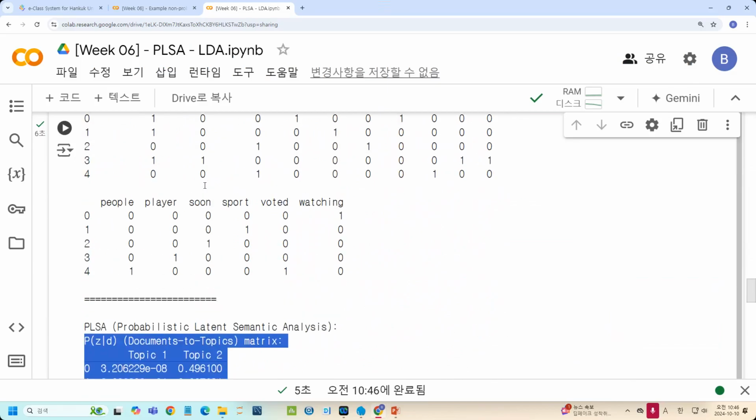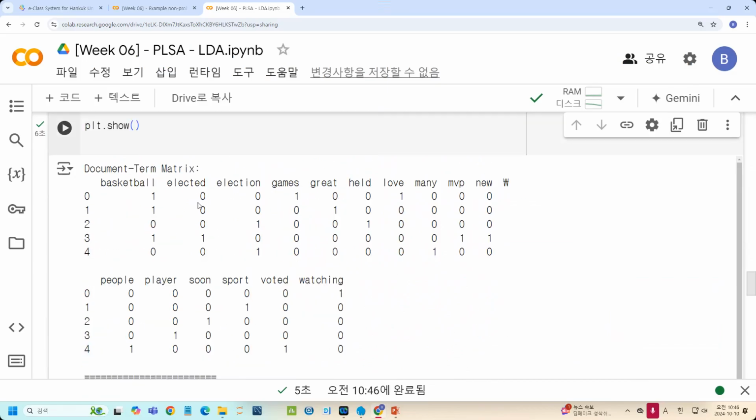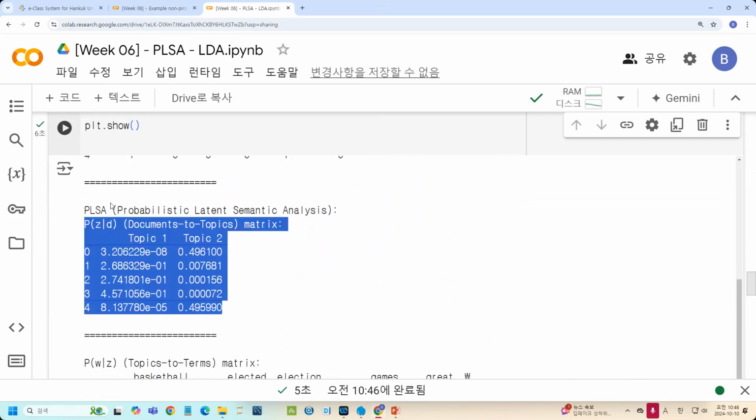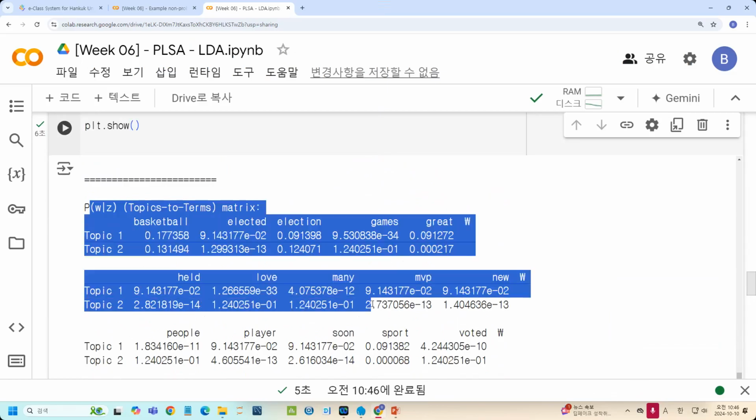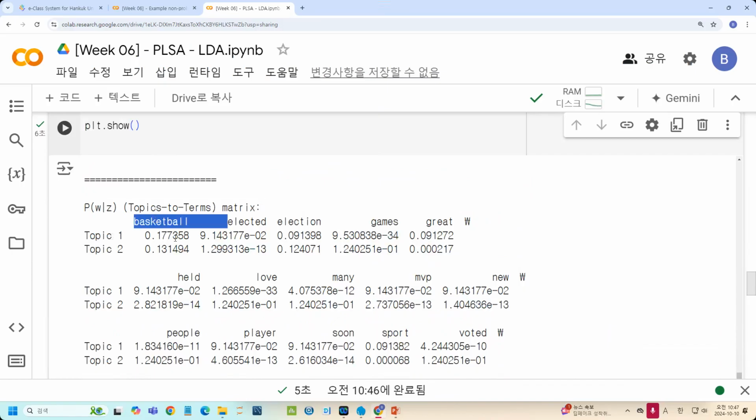So this is the document matrix at the original first step, and then we can get the PLSA result after we do the 10 iterations. And this is the topic matrix that you can see. If topic one belongs to basketball, this is the probability. If topic two belongs to basketball, this is the probability. So we can say that for topic one, basketball is highly associated with topic one because the value is higher. That's how we can interpret this result.